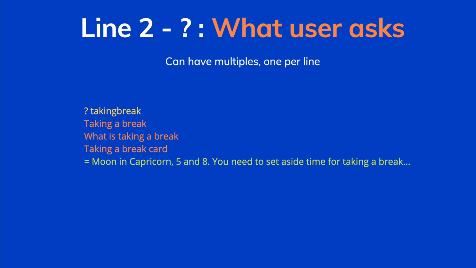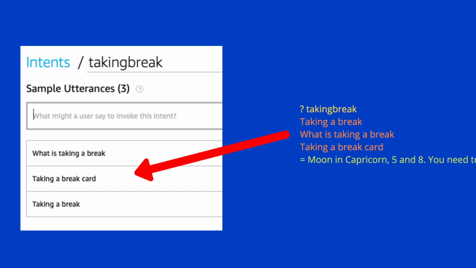unless you have a bunch of 2 of Cups, and then you need to be more specific, obviously. You can have one, you can have multiples, you can have 50 of these, it doesn't matter. But obviously this comes after the question mark thing. Okay, so that is called an utterance. And as you can see, after we paste this into the Echo console, you have all of these utterances that I typed in there. So that's what sample utterances are.